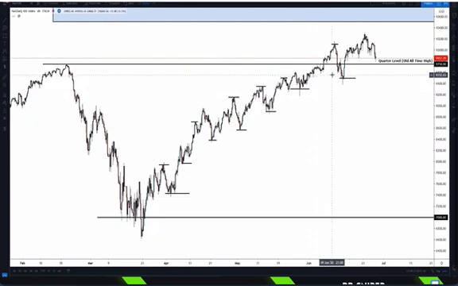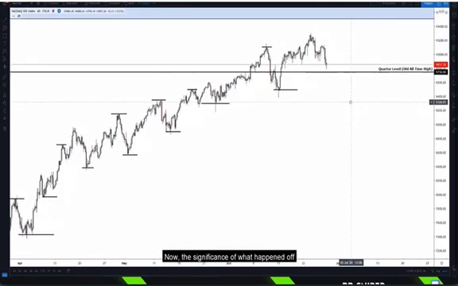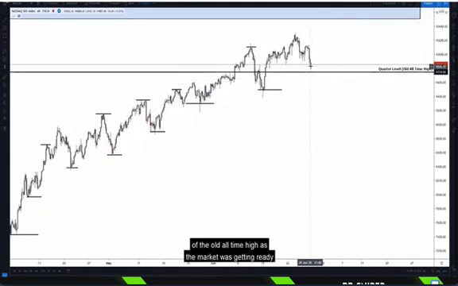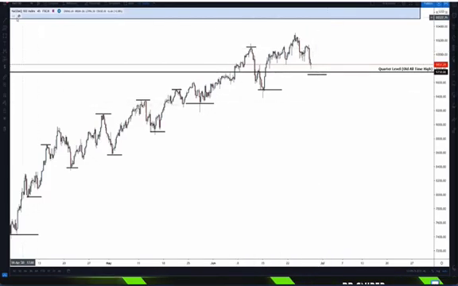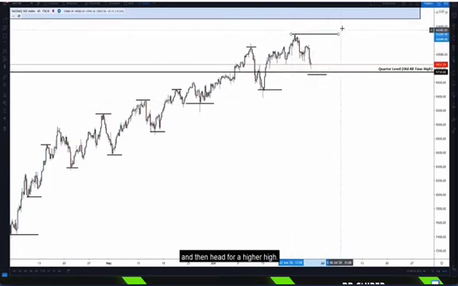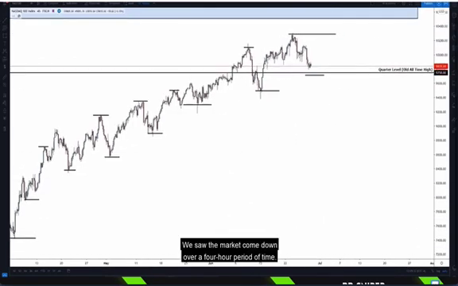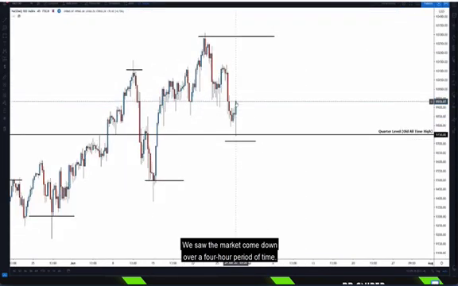as it's developing. Now, the significance of what happened off of the old all-time high as the market was getting ready to potentially make a higher low and then head for a higher high. We saw the market come down over a 4-hour period of time. We traded into the old all-time high, that 97.50 level. We actually traded through it by 7 points.